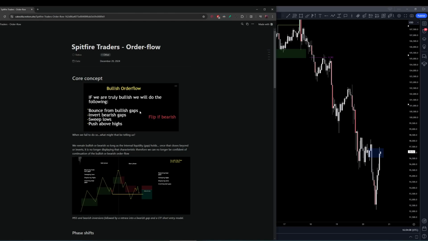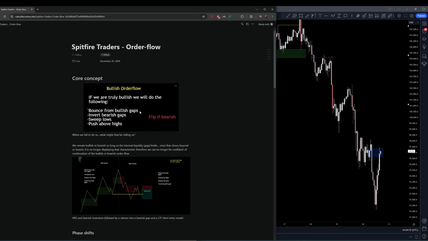Forget about market structure for a minute. Just think about a trending market, or a market that is in a bullish phase, in terms of holding bullish gaps. And if we're in a bearish phase, then we're expecting bearish gaps to reject, we're expecting bullish gaps to invert, we're expecting highs to be swept, and we're expecting to push below lows.